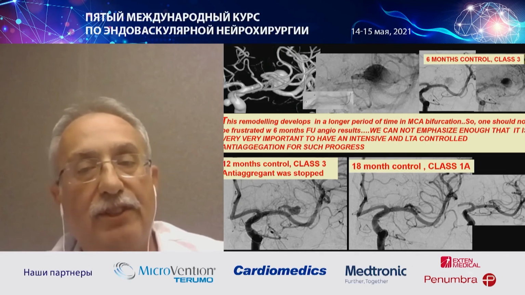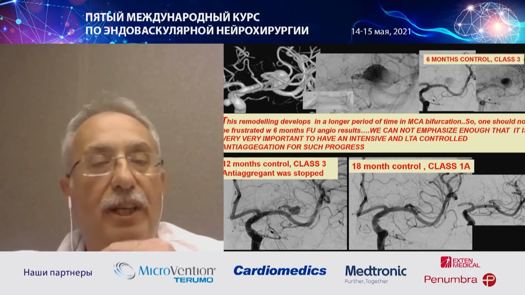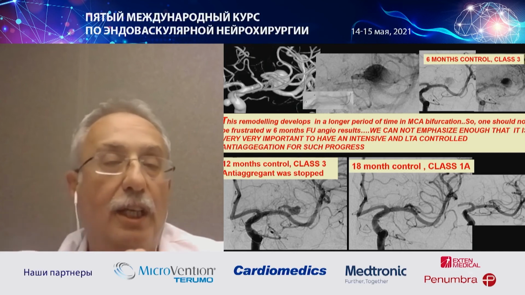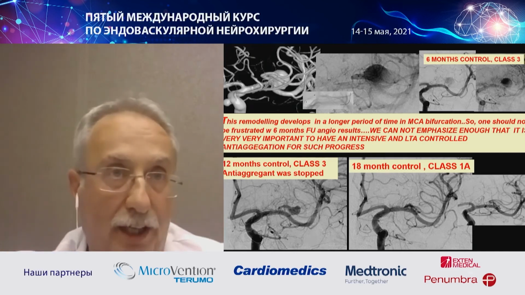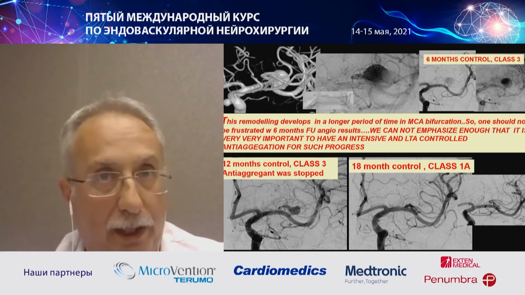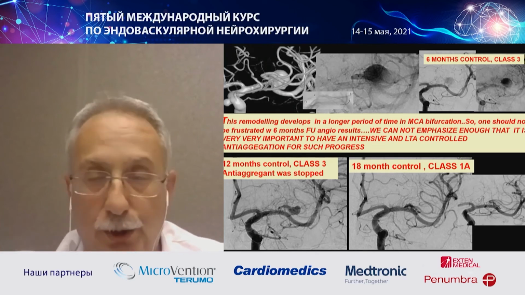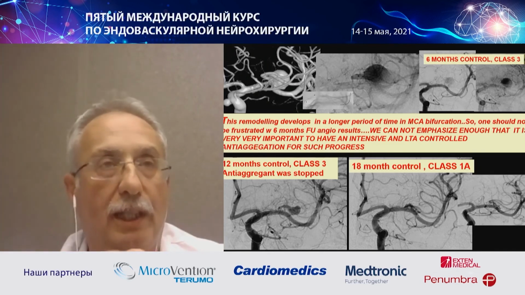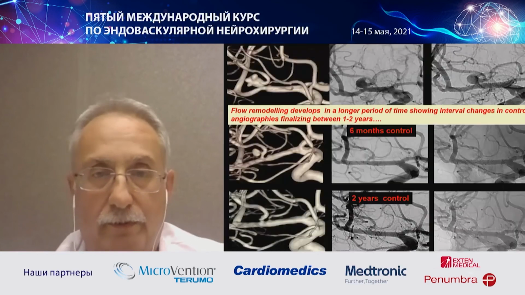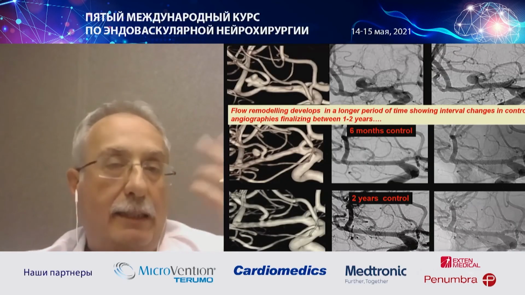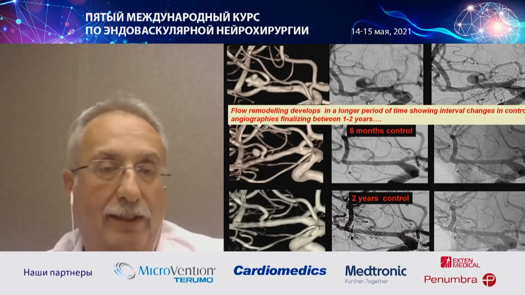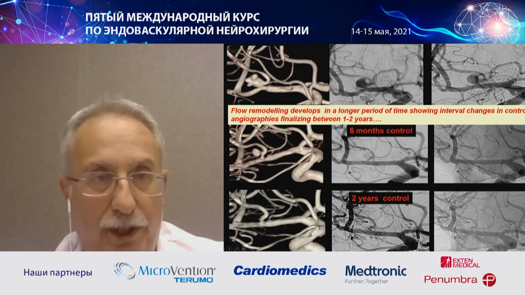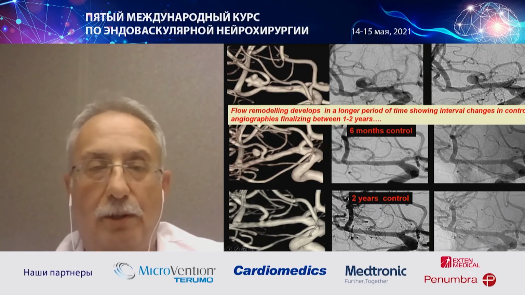So I cannot emphasize enough that it is very, very important to have an intensive and LTA controlled anti-aggregation for such progress, and that anti-aggregation should not be clopidogrel. If you had to use clopidogrel, then do treat this aneurysm either surgically or with some other means. And it develops over a longer time, as I said. Again, another example, 6 months, don't get frustrated. 2 years, perfect class 1B occlusion.